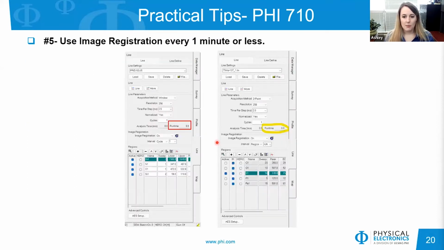What we typically do in our lab is first set a cycle number to 1. Here are a few screenshots of the software. So we usually set the cycle number to 1 and then adjust the number of sweeps for each element to make sure that the run time is under 1 minute. Then we can enter the number of cycles we want to do image registration, image registration every 1 cycle, and we know that it's going to be done every 1 minute or less. If you have many elements or require high pixel resolution, you can choose to do image registration after specific regions instead of cycles to keep the time under 1 minute.